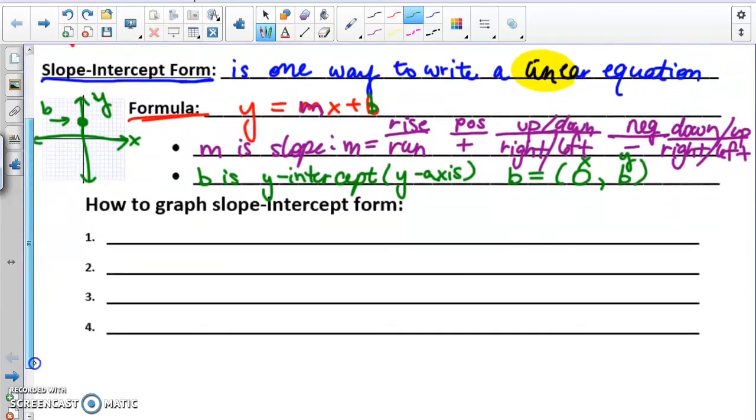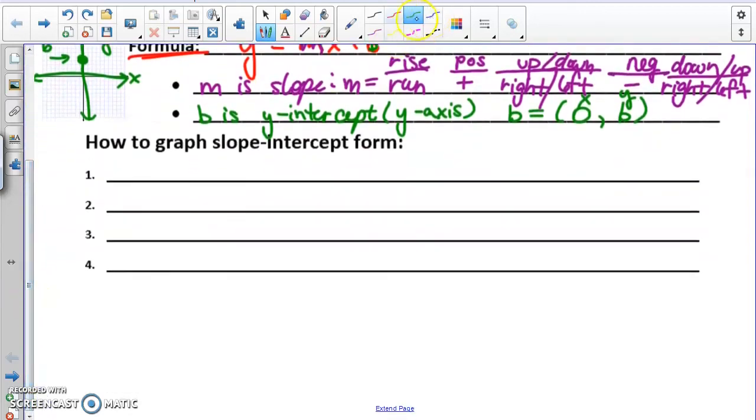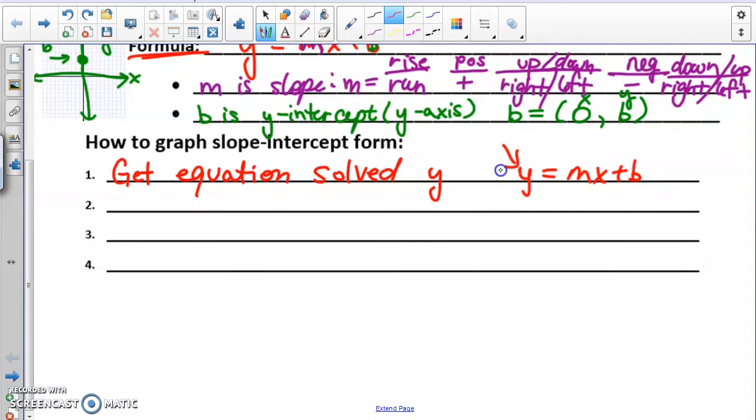Now let's see how to graph slope intercept form. The very first thing we have to do is get the equation into slope intercept form. One way to say that is get the equation solved for y. Because if you notice in slope intercept form, y is by itself. So y equals mx plus b. Y is the variable we're going to solve for. Y is the variable we're going to isolate.